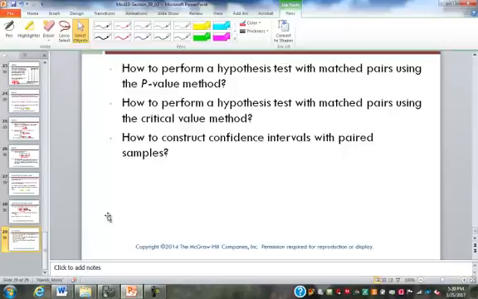So what we learned here, we did matched samples, paired samples using a p-value method, and we did matched sample tests using critical values. Then we also conducted the confidence interval for the paired samples.